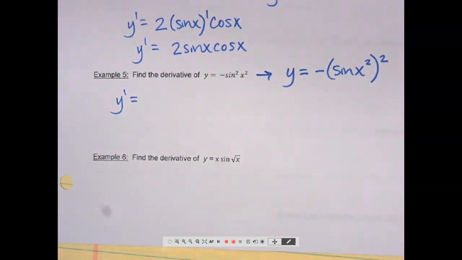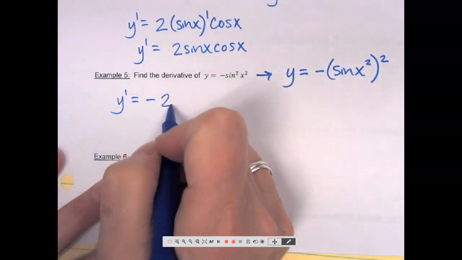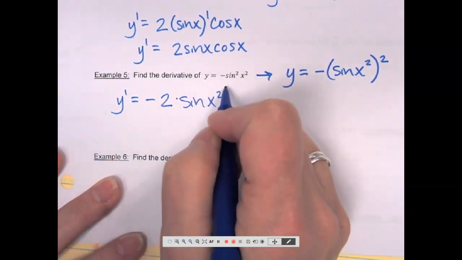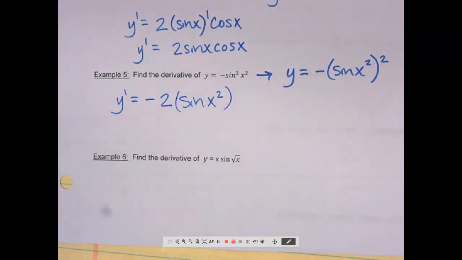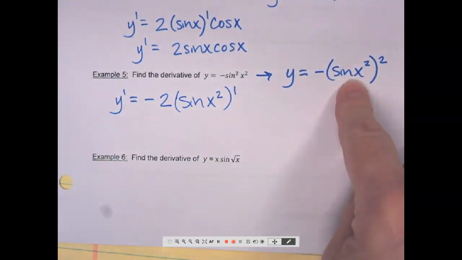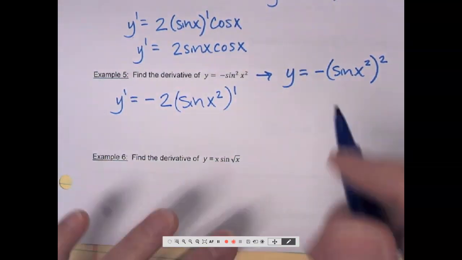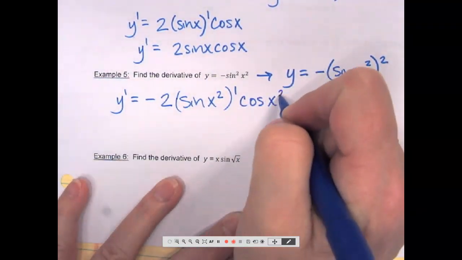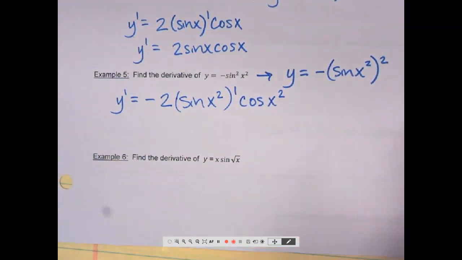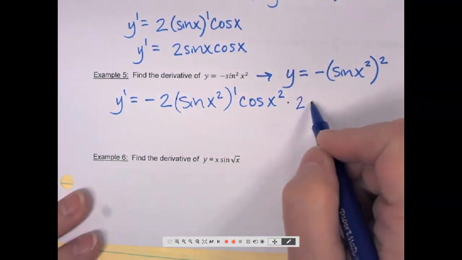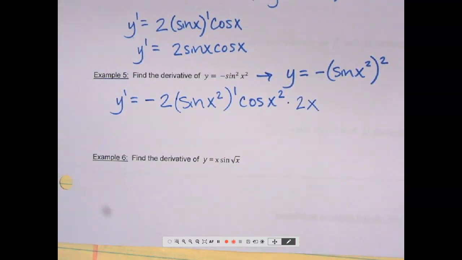Okay, so let's bring the 2 down just like we did before. So that's going to be a -2 out front times sine of x squared, technically to the 1. I'll write it just so we can see. Now I have to take the derivative of what's inside. What's the derivative of sine x squared? And one more chain. What's the derivative of x squared? 2x.